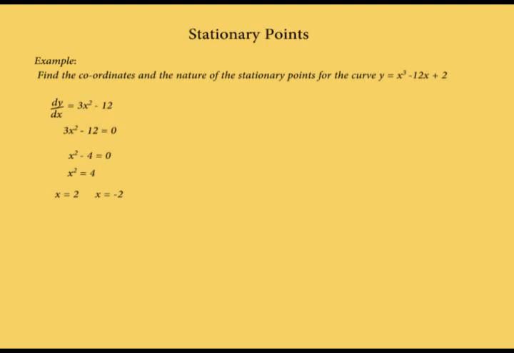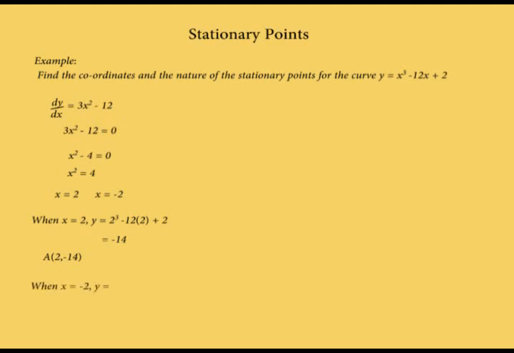So we have two stationary points. x is equal to 2 and x is equal to minus 2. Let's first find the y coordinates. So for x is equal to 2, what will be y? We substitute y is equal to 2 cubed minus 12 times 2 plus 2, and that gives us minus 14. So that stationary point has coordinates (2, -14). Let's call it A.